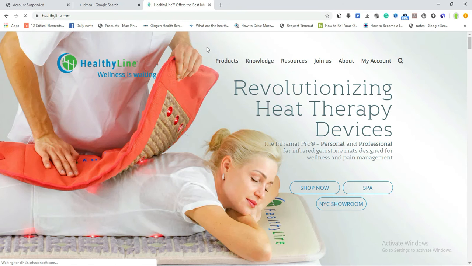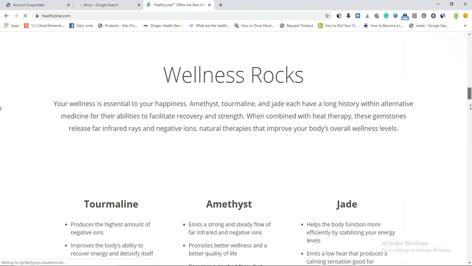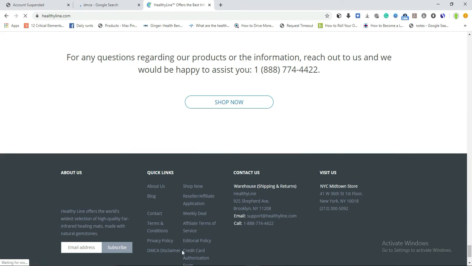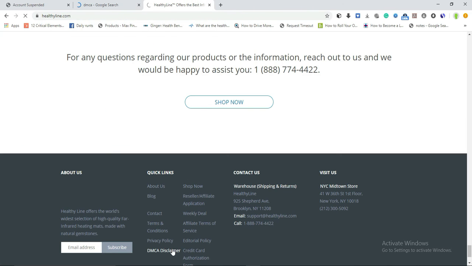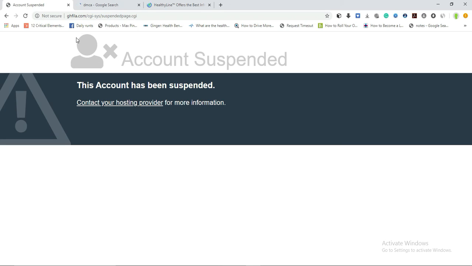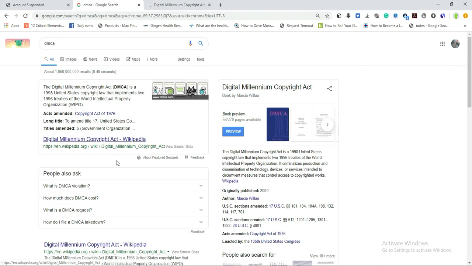So let's go back to the Healthy Line website and see exactly what I'm talking about. This is exactly what I'm talking about. They have the Digital Millennium Copyright Act on their website here, and so they simply laid a complaint to the hosting provider for this website, and they in turn suspended the account. These are legal terms that I don't know much about, so I wouldn't want to go right into it.